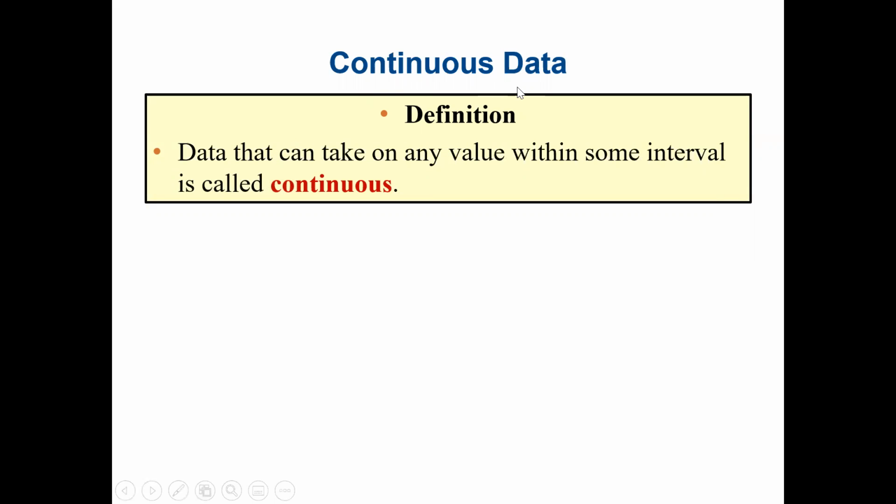Next is the continuous data. Here we say data that can take on any value within some interval is called continuous. So continuous data is based on measurement. An example would be my weight is 24.7 kilograms. So any data that is based on measurement is again continuous data, and it can be a decimal number or a whole number. For example, my height is 6 feet or my weight is 6.3 kilograms.